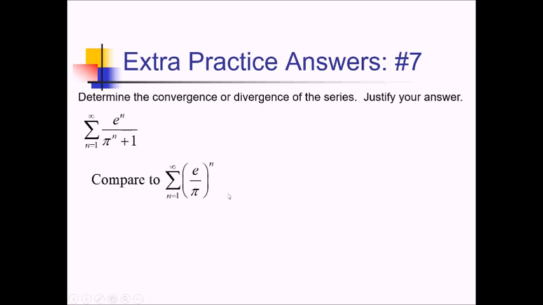This is a geometric series. The r value here, the absolute value of the r, e over pi, is a number that, since e is smaller than pi, is less than 1, which means this comparison series is going to converge by the geometric series test. So that means that the original series should also converge. We just need to come up with the correct test to show this. So I have a choice between direct and limit comparison. Direct is usually a quicker test if I can finagle it.